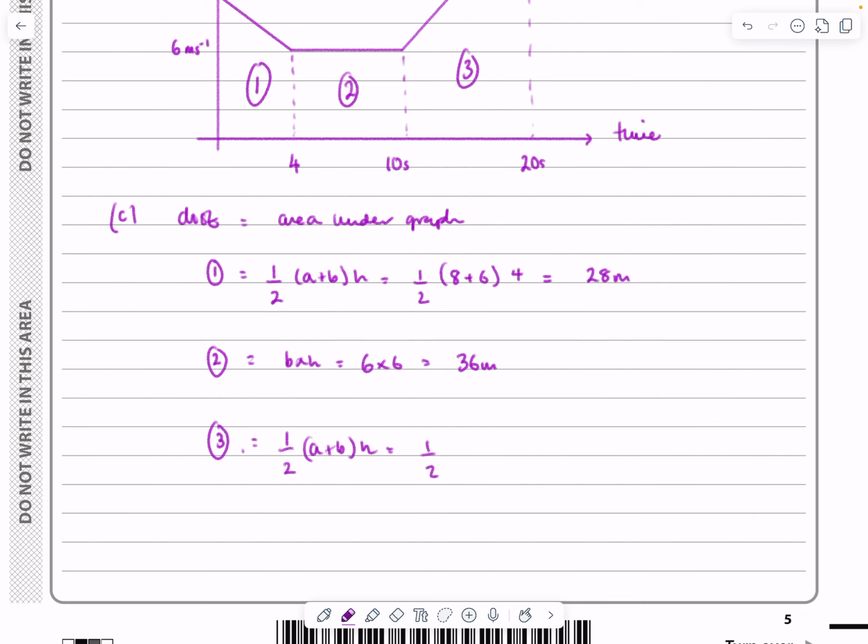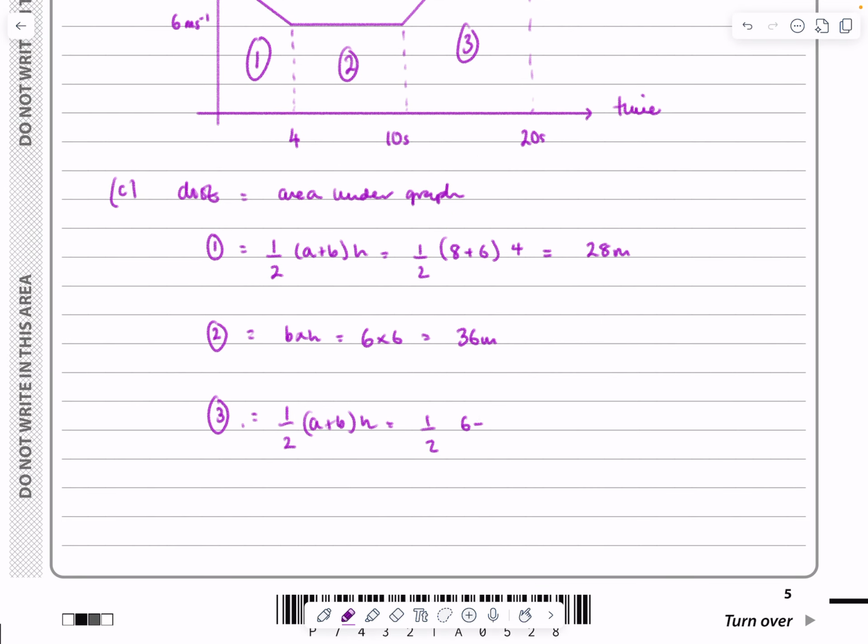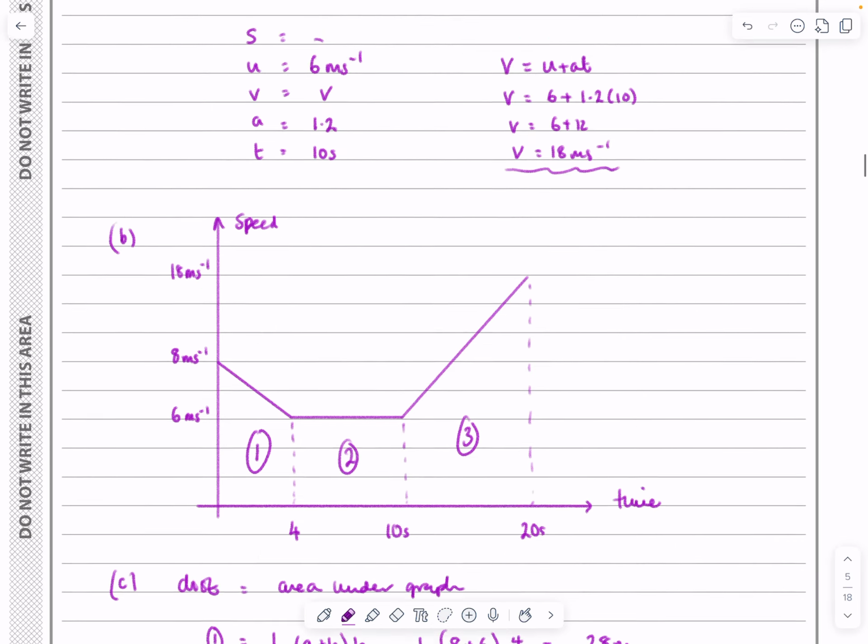Then area 3 will be half a plus b times h again. This time we've got 6 and 18 as my two heights on there. 6 plus 18, and the time was 10. So that works out to be 120 metres. So AB works out to be 28, apologies, 28 plus 36 plus 120, which works out to be a distance of 184 metres.